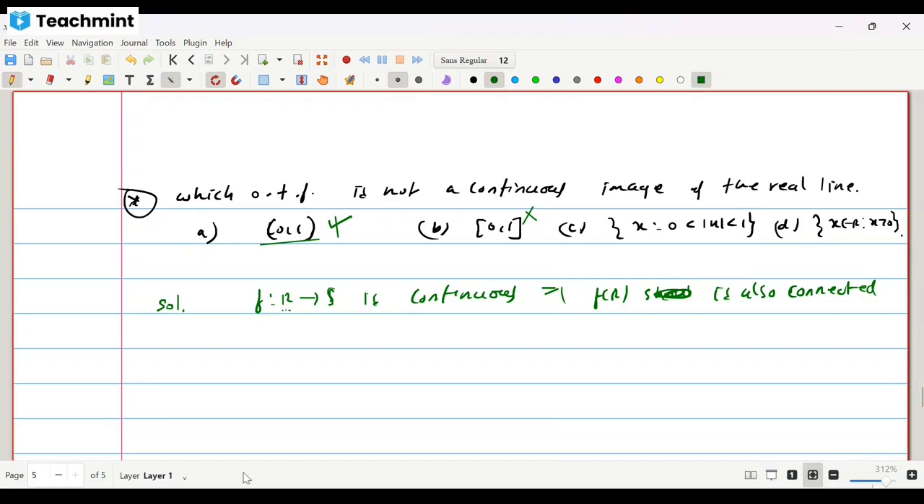What about these two? Sir, it is difficult to stay silent, sir. Give some answer. Option C, sir. So 0 less than mod x less than 1. Why is it not connected? That is not path connected, I think, sir. Interval, therefore connected. Is it an interval?